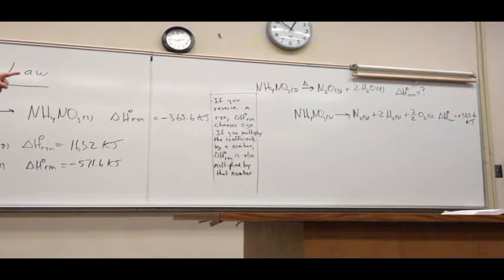I have nitrous oxide on the product side over there. I have it on the product side here. That's good, but the coefficient's different, right? Over there it's a 1, here it's a 2. So that means I want to multiply the coefficients by 1/2, which means I also multiply delta H by 1/2.